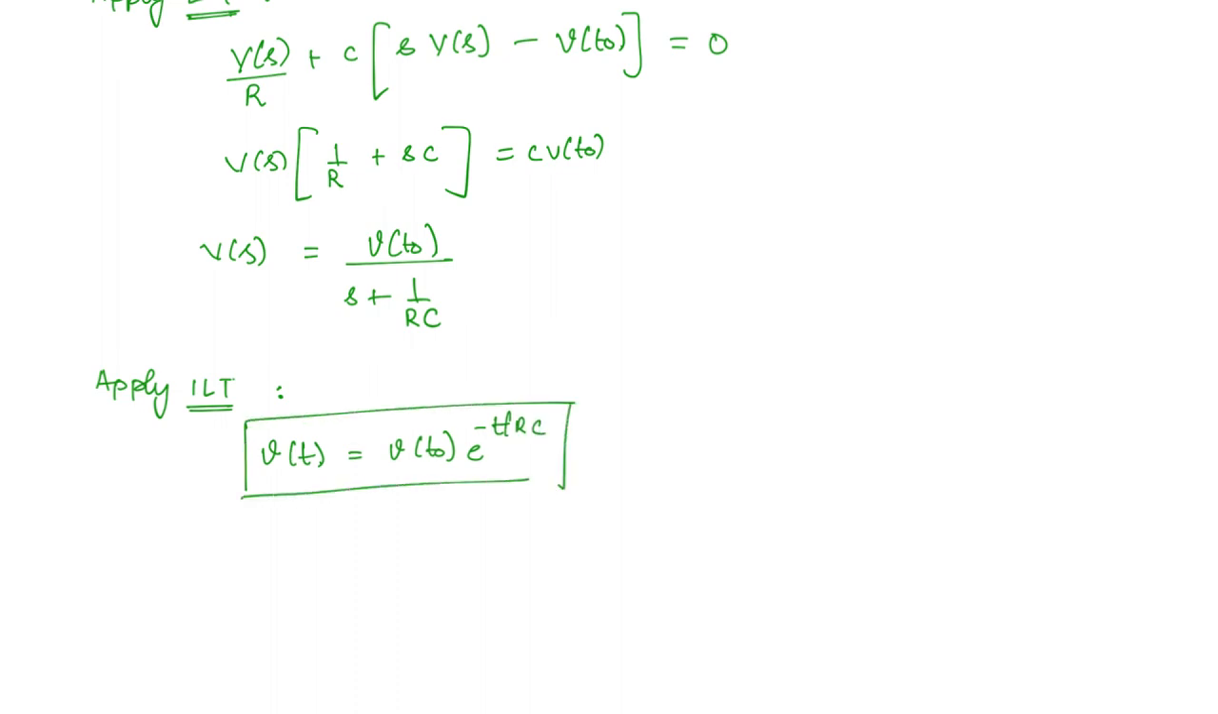Okay. So you can see that it is an exponentially decaying function. That means initially it will have a V naught value, and then it will start dropping exponentially towards 0. So this is the voltage, and this is with respect to time.